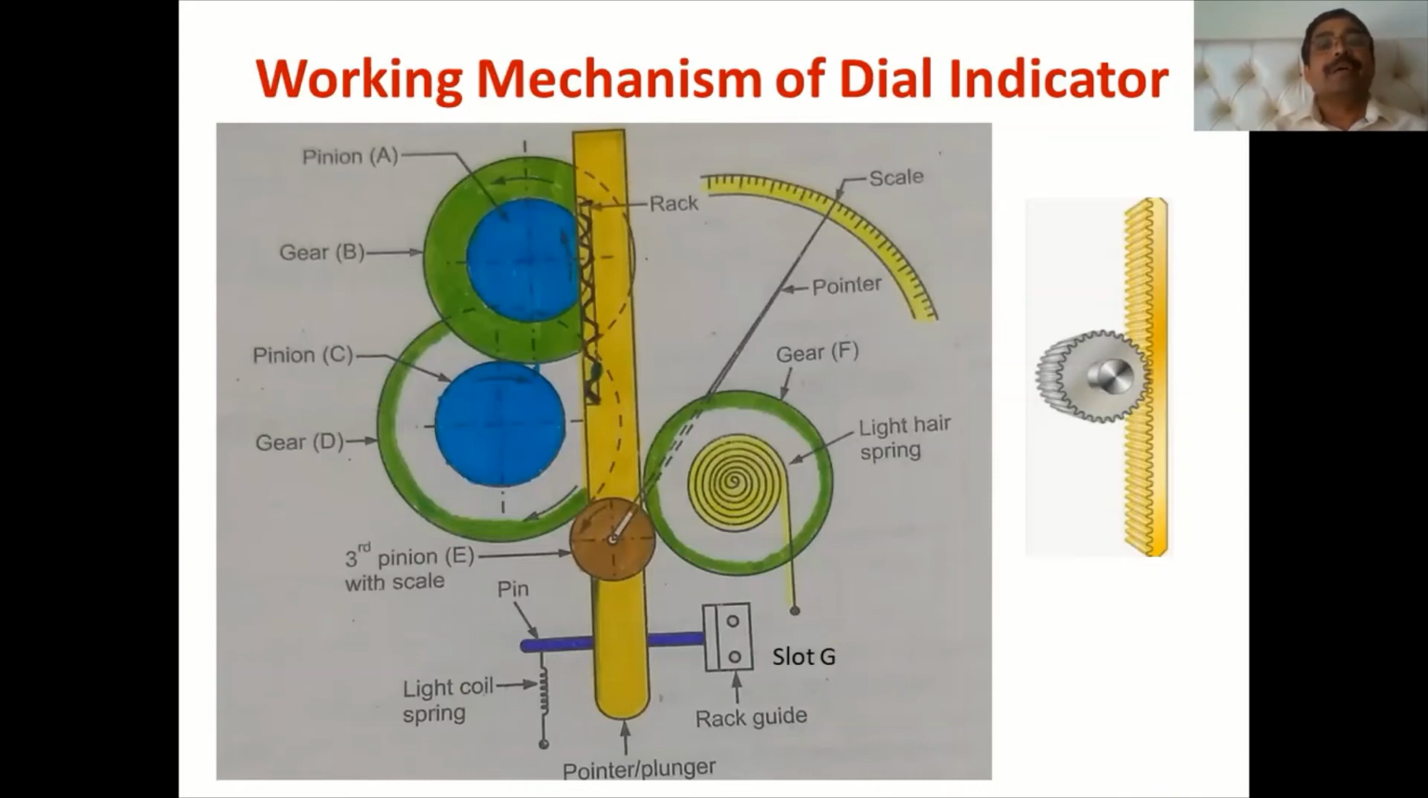You see here, in this diagram, this is a pinion, this is also a pinion. All these green colors are the gears. They all interlink with each other, which is called a gear train. Now, the second important thing is that to keep the plunger in a normal position, it should always stay straight. For that reason, one light coil spring is provided.